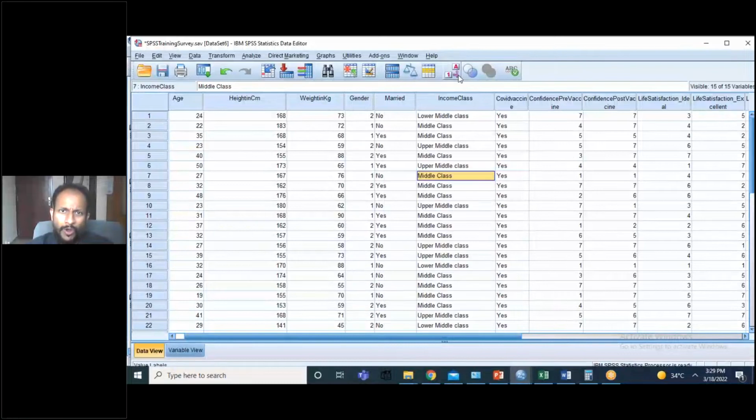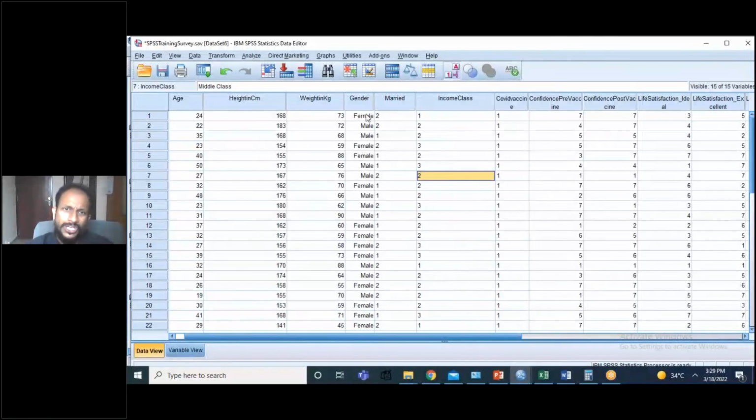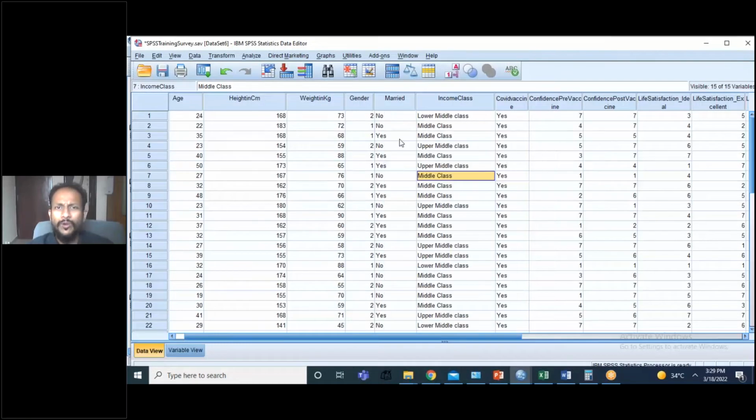There is one small change that you have to make. If your gender is in the form of male and female, please convert it into codes like 1, 2, 3. Okay, like 1 for male and 2 for female. For this, you have to copy and paste it in Excel and copy it back. You get it in this format.